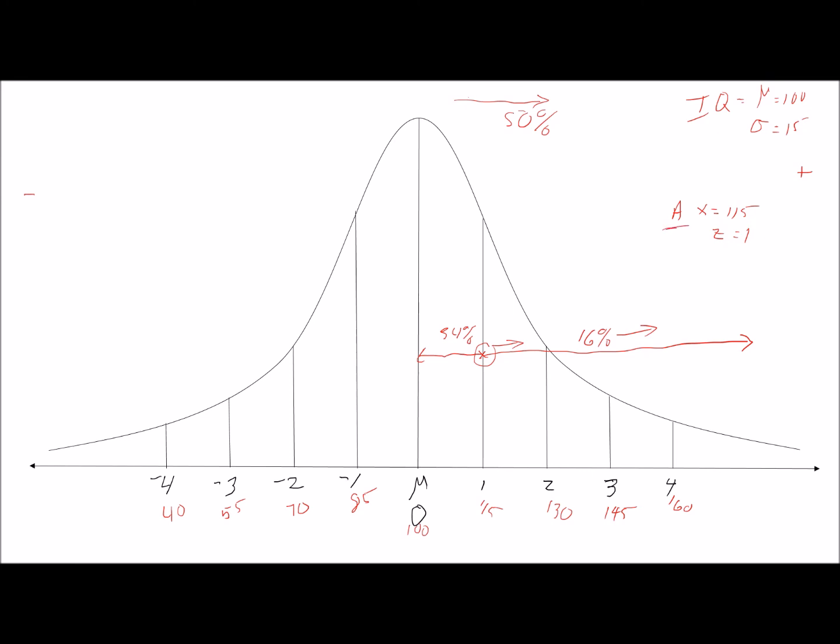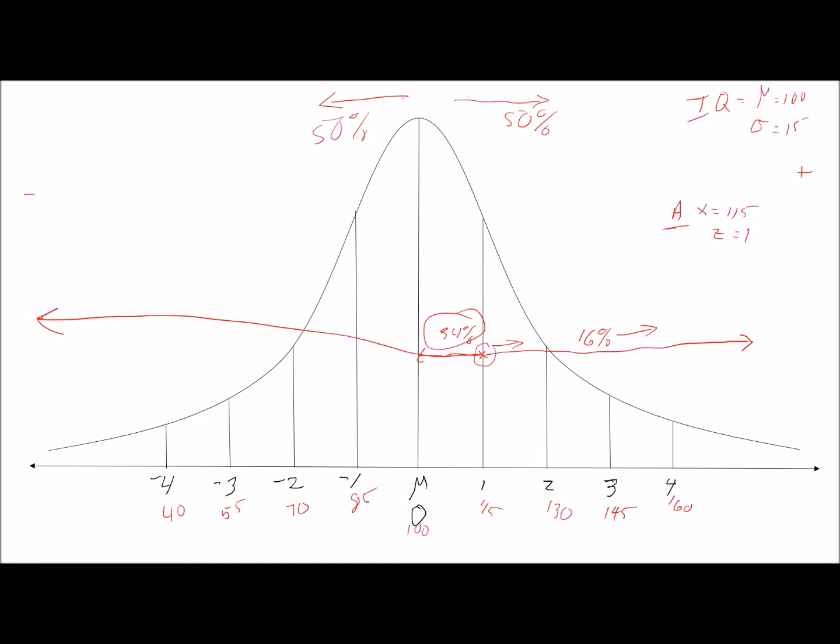Now, if we're looking below, well, we know 34% of the population falls from their z-score of 1 to the mean. But if we want to know all the way down to this end, I apologize for the lack of a straight line there, we'd have this 34% that we would have to add to, again, below the mean is 50%. So we would have to add 34% to the 50%. And that ends up being 84%.